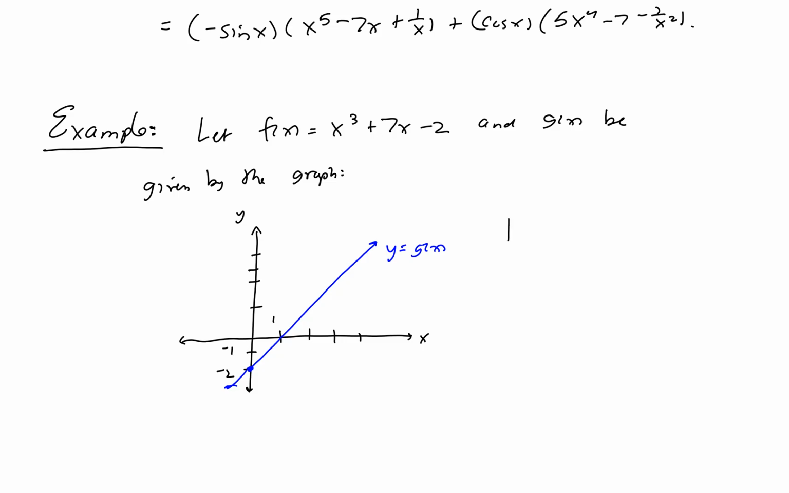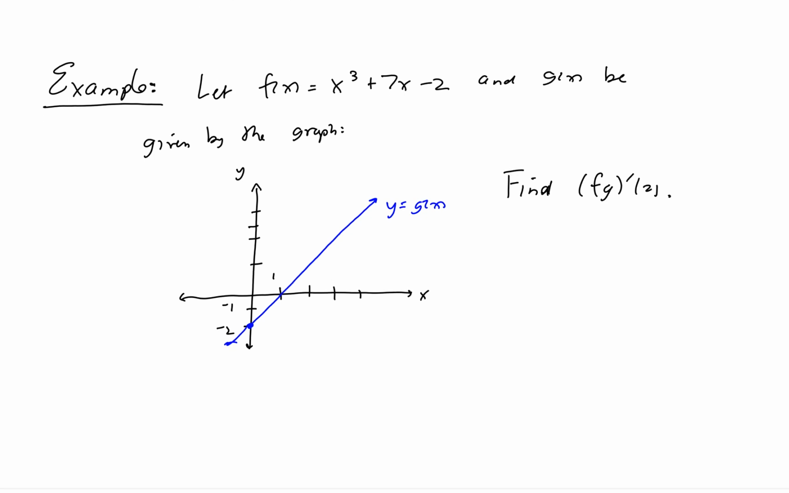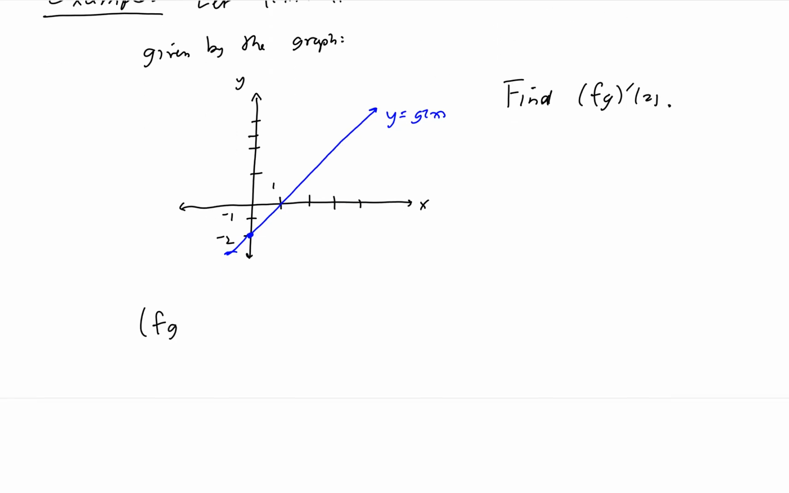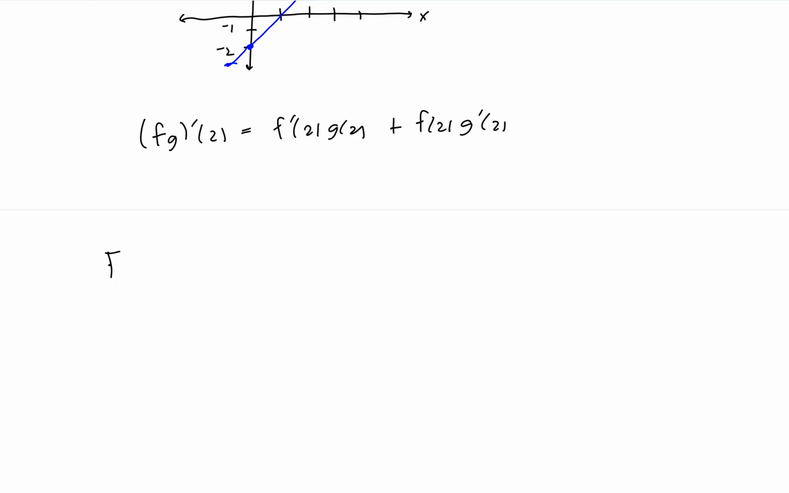So let's find the derivative of f times g at the value x equals 2. So again, we know (fg)' at 2 is going to be f prime at 2, g of 2 plus f of 2, g prime of 2. So the first step here might be to find the equation of g. So let's find the equation for y equals g of x.